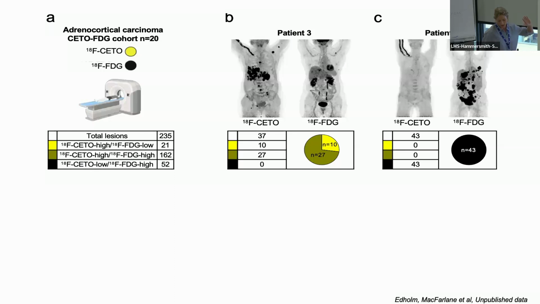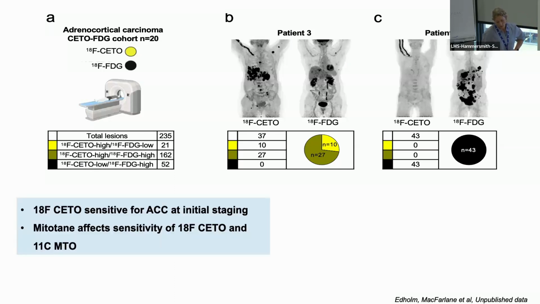So in both the analysis from the discovery cohort and later the validation cohort, what became apparent was that 18F-CTO is very sensitive for the initial diagnosis and staging of treatment-naive patients with adrenocortical carcinoma. It also became apparent that mitotane, as you might expect, significantly affects the sensitivity of 18F-CTO and 11-C-metomidate, and the imaging in these patients was correlated in a small number of patients with RNA expression of CYP11B1, which was reduced in the patients who had low uptake on 18F-CTO or 11-C-metomidate.